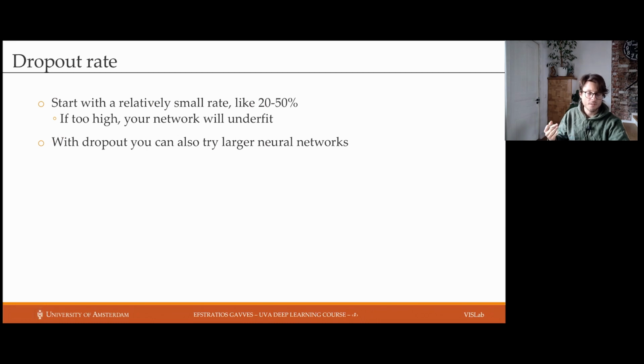The dropout rate is another hyperparameter. Generally, we have to start with a relatively small rate, in the range of 20 to 50%. If it is too high, then our model actually might underfit. We might have a weak model to begin with. With dropout, a good thing is that we can actually have even larger networks, so that's a good thing.